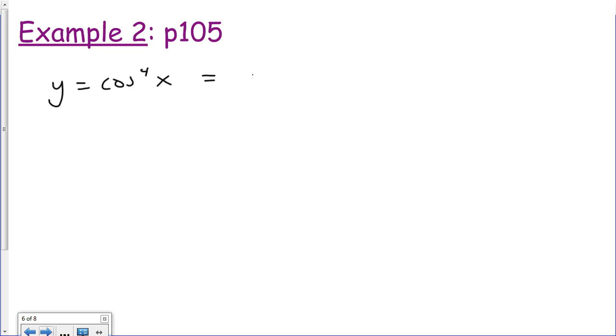Cosine to the 4th of x really means you're taking the cosine of x and you're raising that whole thing to the 4th power. The reason I suggest rewriting this is because now it's a little bit easier for me to see this composite function. I can see my inside function is cosine, and I can see my outside function there is the 4th power. So now I'm ready to take the derivative of this.